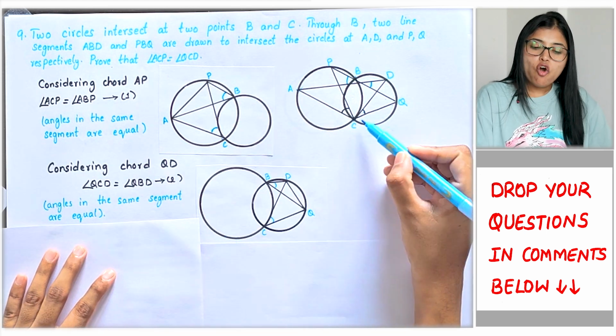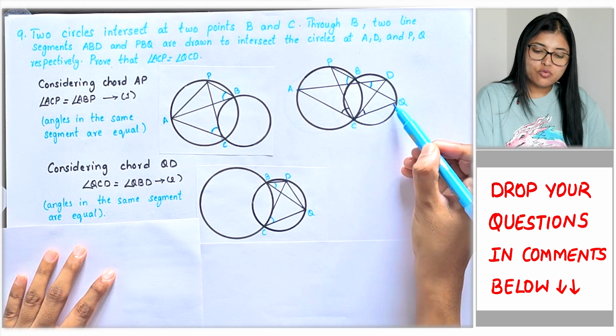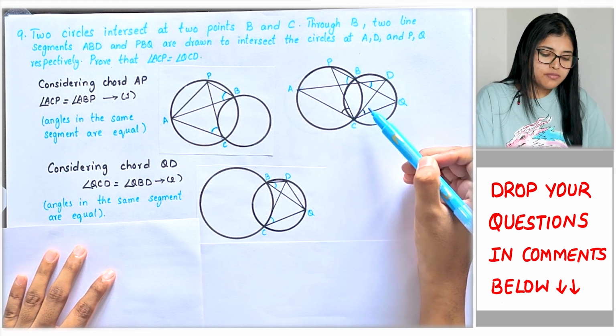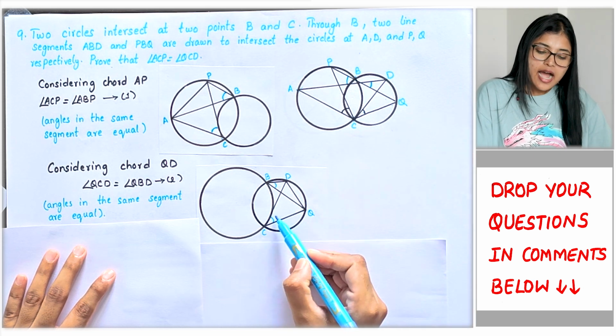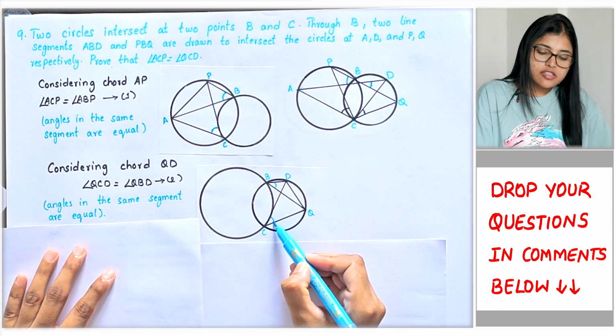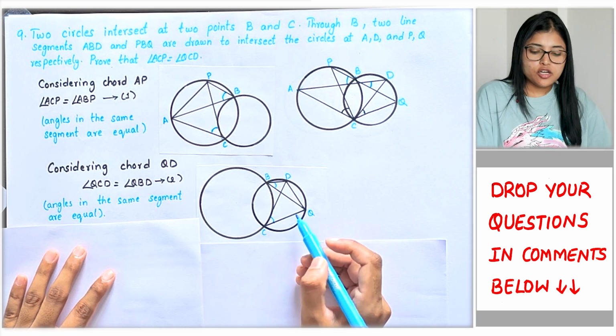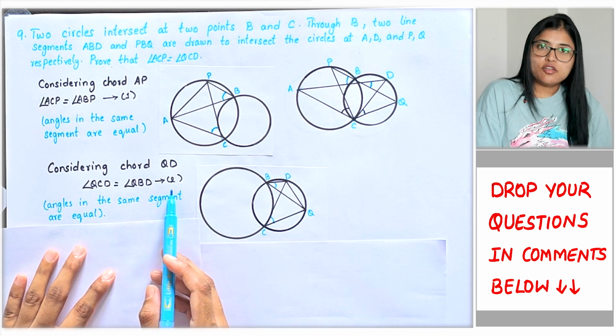Now I have taken the opposite chord, that is chord QC, and from this, similarly, because angles in the same segment are equal, I get these two angles. Angle QCD will be equal to angle QBD. So let that be equation 2.